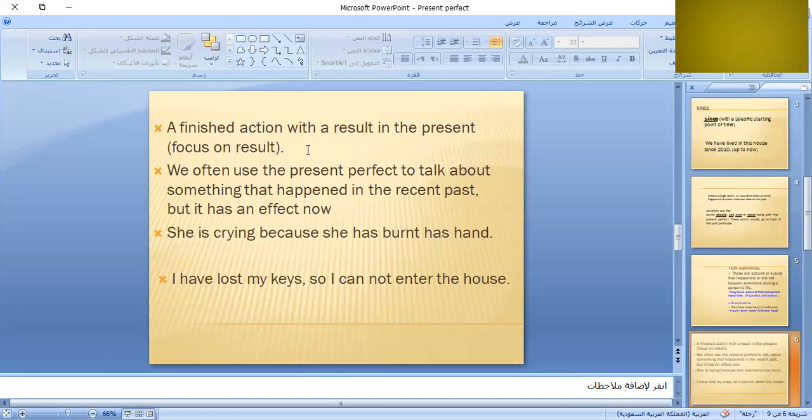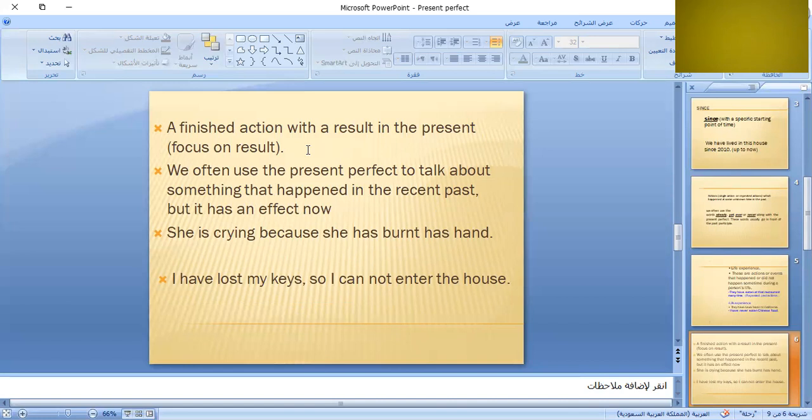For example, as someone is crying, suppose that her name is Fatma, I say, why is Fatma crying? The mother says, she has burned her hand. She has burned her hand. It is a complete action which happened recently, a very short time ago, but its effect is there. Her hand is burned now.